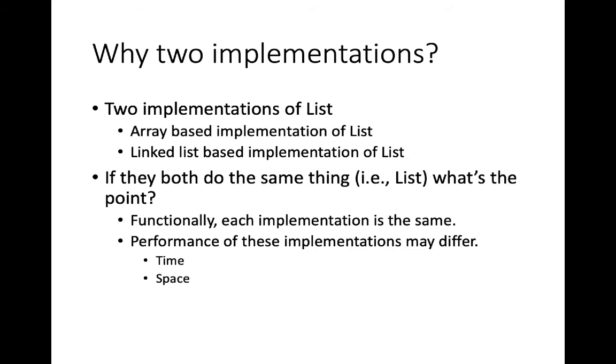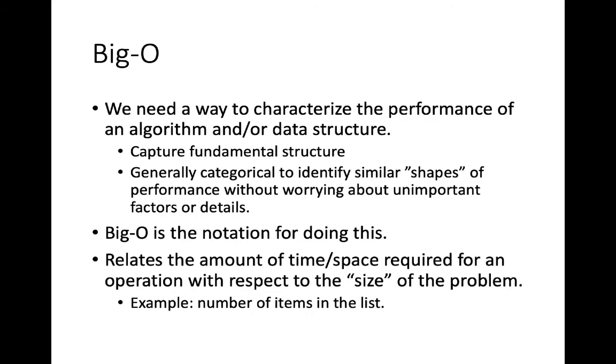When we talk about the performance of algorithms or data structures, regardless of whether we're talking about time or space, we often use what's known as big O notation. Big O is a way of characterizing the performance of an algorithm or a data structure that captures its fundamental structure but ignores all the constant factors and small things that aren't really going to matter. It's a way to describe the time and space performance of an algorithm, a data structure, or an operation on a data structure.